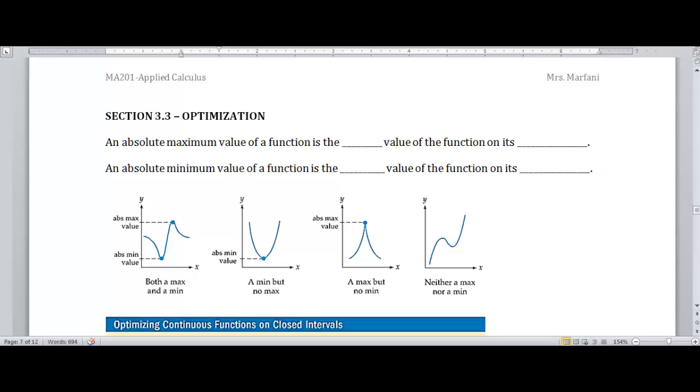Hello, let's begin section 3.3, which is about optimization. Let's start with the absolute maximum value and absolute min. We've talked about local maxes and local mins. The absolute max value of a function is the largest value of the function on its domain. The absolute minimum is the smallest value. So when we say smallest value, it means smallest y value of the function on its domain.